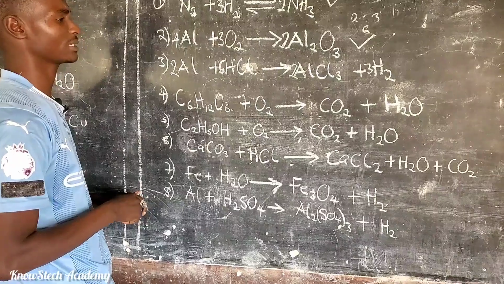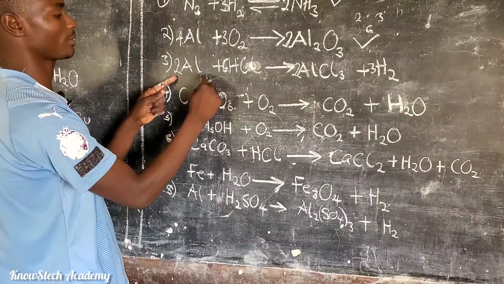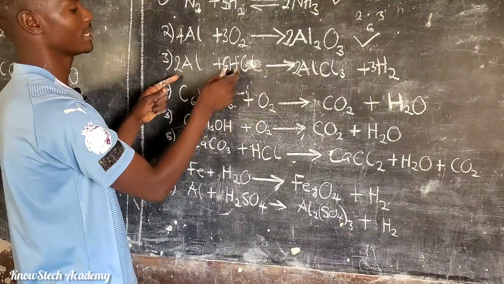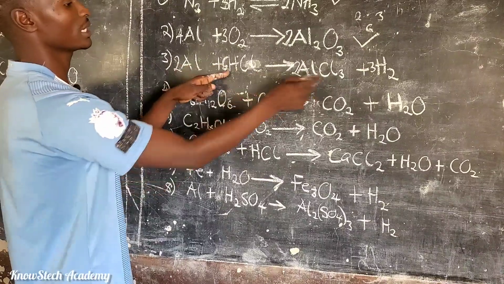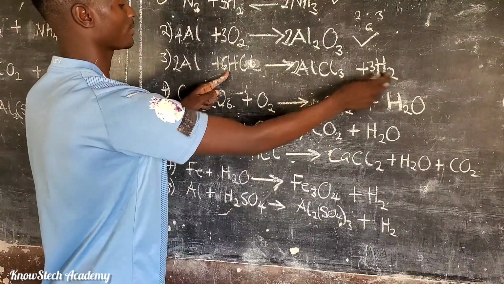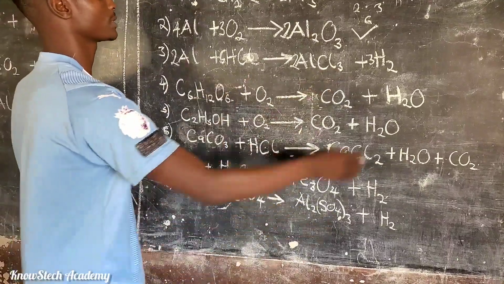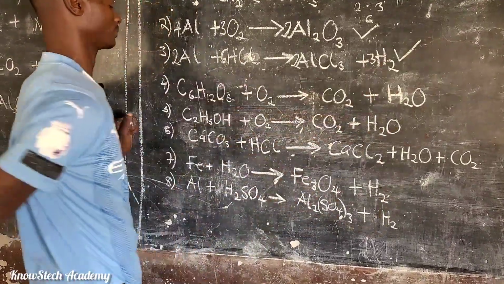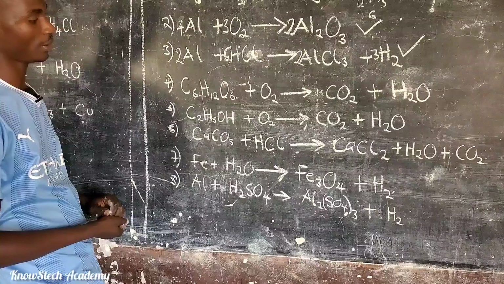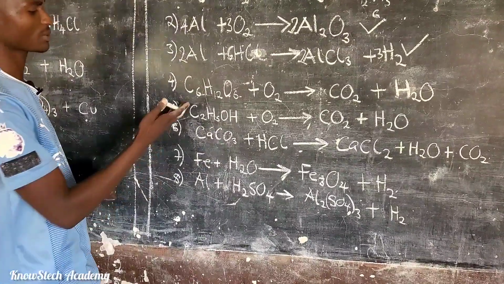Let's double check. Is this equation balanced? You have 2 atoms of aluminum, 2 atoms of aluminum, 6 atoms of hydrogen, 6 atoms of hydrogen, 6 atoms of chlorine, 6 atoms of chlorine. So this one also is balanced. Nice.